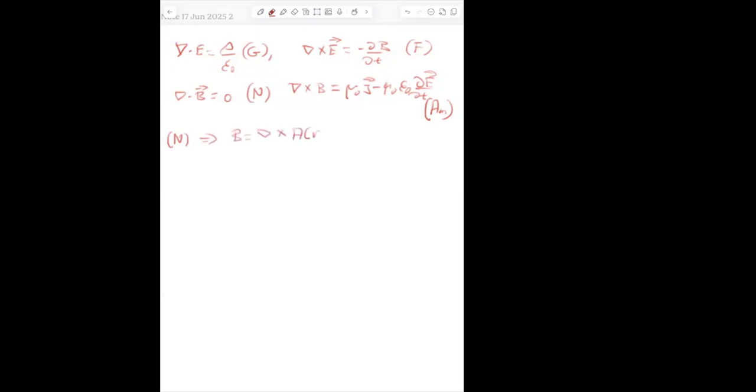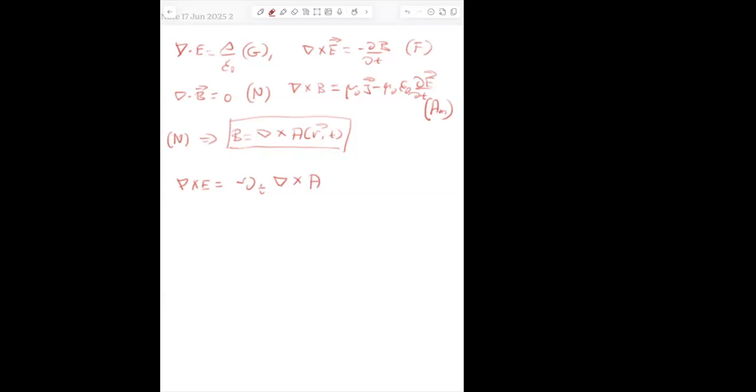And the idea now is that A is a function of both space and time. Previously in statics, it was a function of R only, and now it's a function of T, but otherwise the structure of the theory is precisely the same. We now use Faraday's law, and we just plug in this definition of B. This is d/dt, and then we have here rotor A.